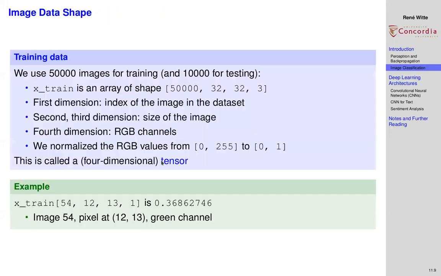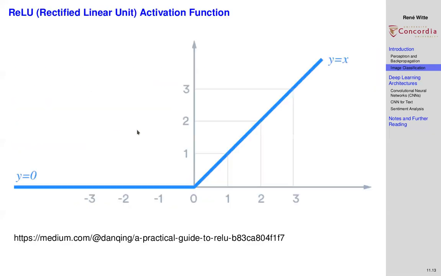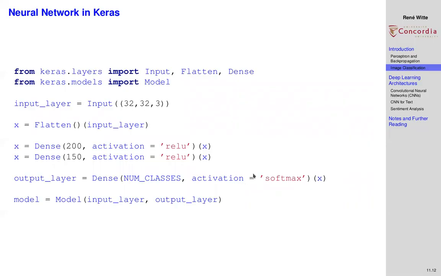This is what we defined a bit earlier here. Remember, 10 classes from the training data. And we're using the softmax activation function in the output layer. And here we're using the ReLU activation function. And then we are building the model from input to output layer.